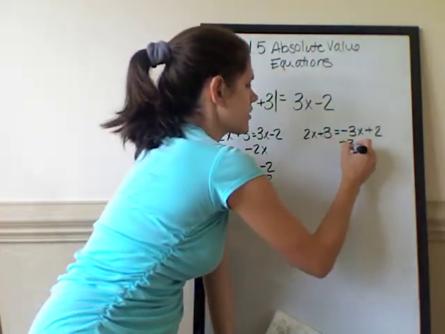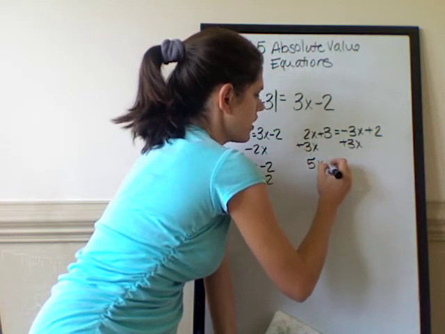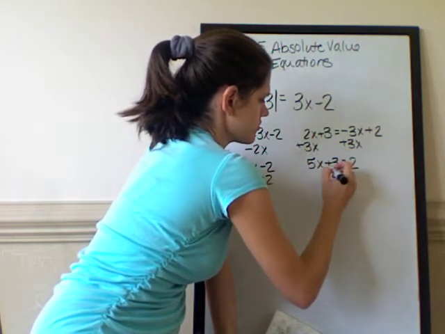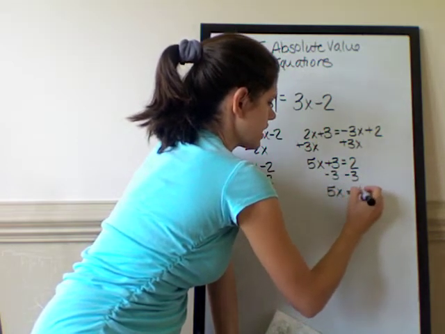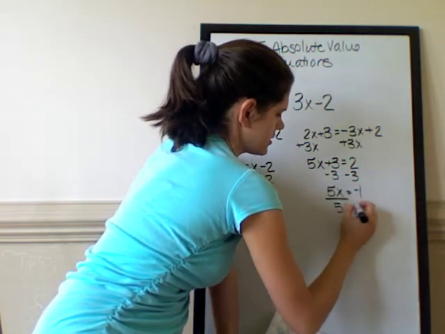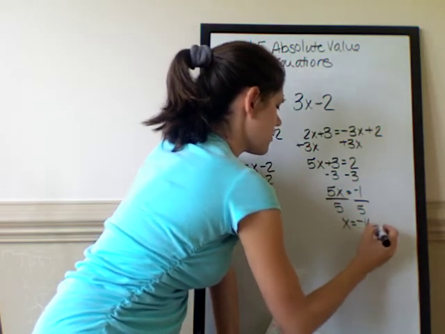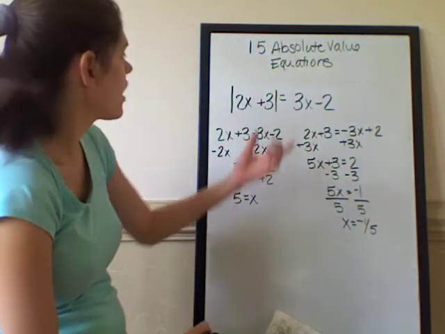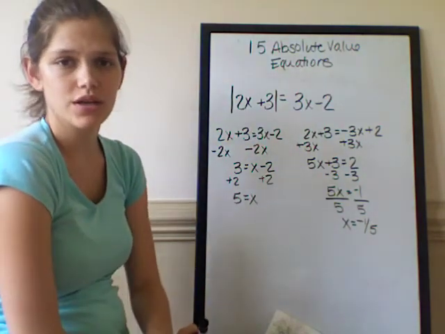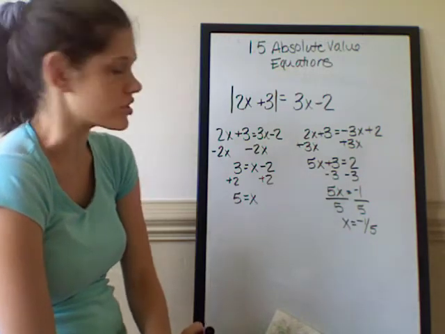Over here, I'm going to do the same thing. I'm going to add 3x, just because it keeps it positive. 5x plus 3 equals 2. Subtracting the 3, 5x equals negative 1. Dividing by the 5, x equals negative 1/5. There's my two answers. Remember, I had x's on both sides of my equation, so I'm going to automatically assume I need to check for extraneous solutions.